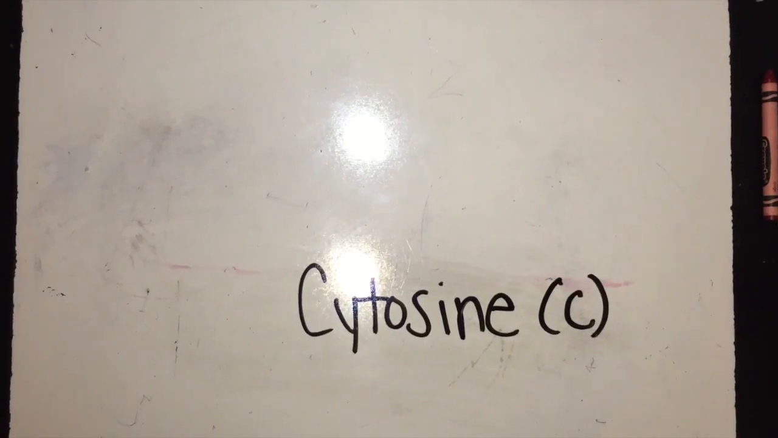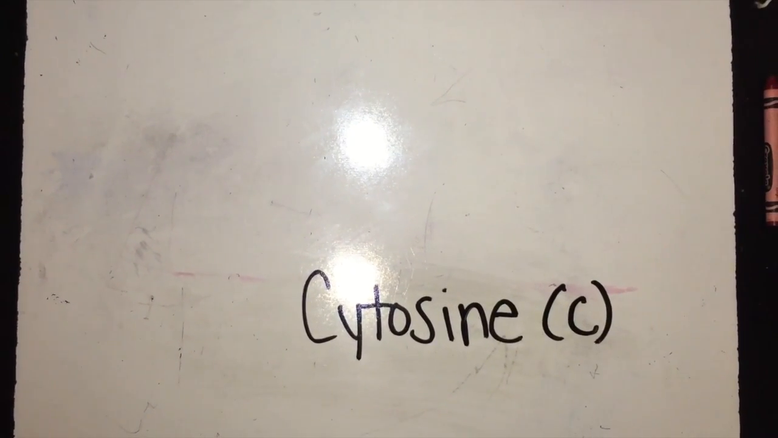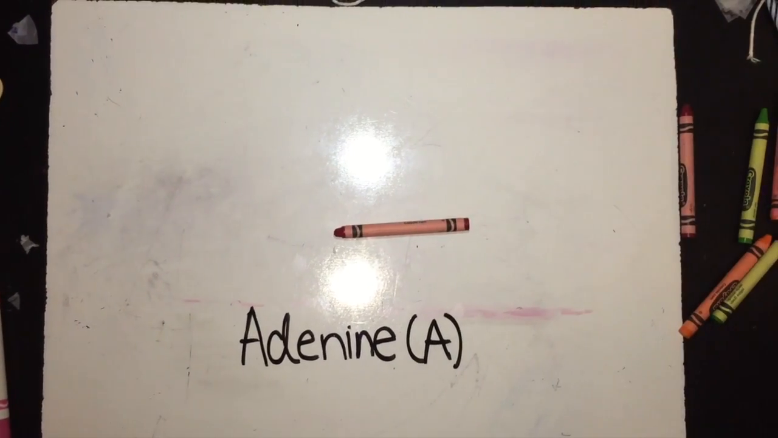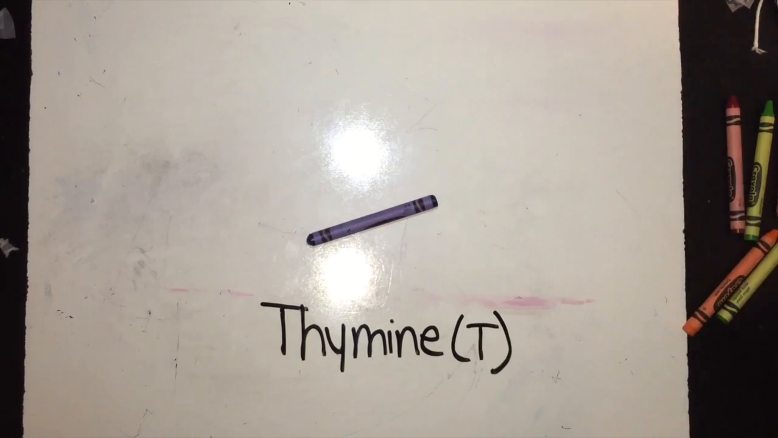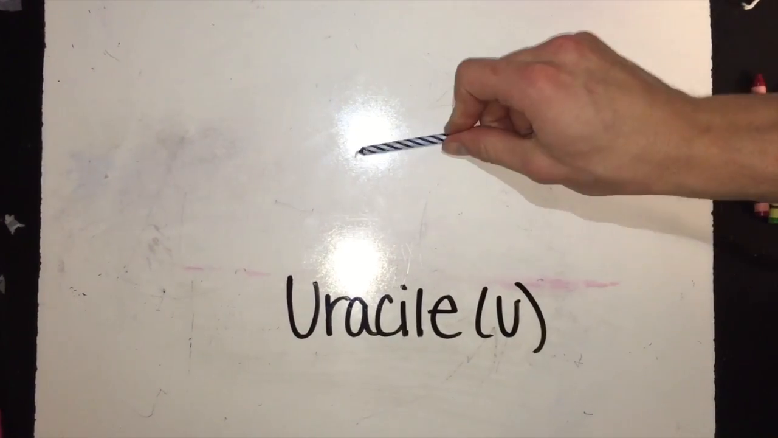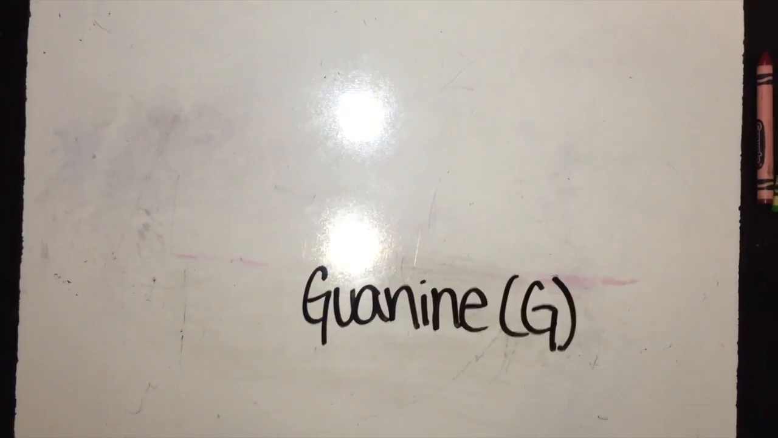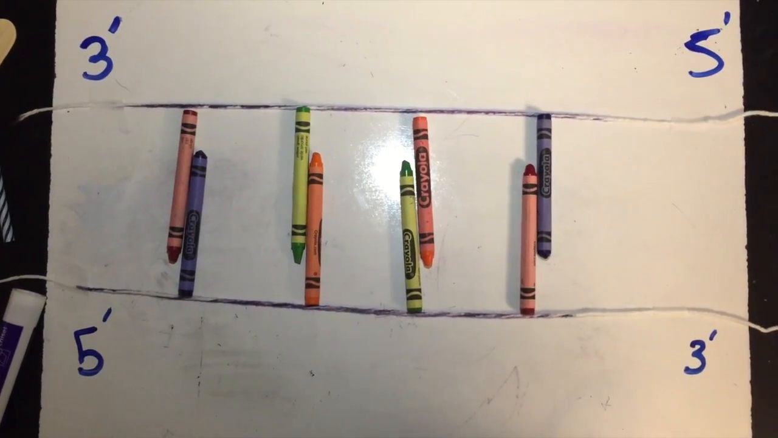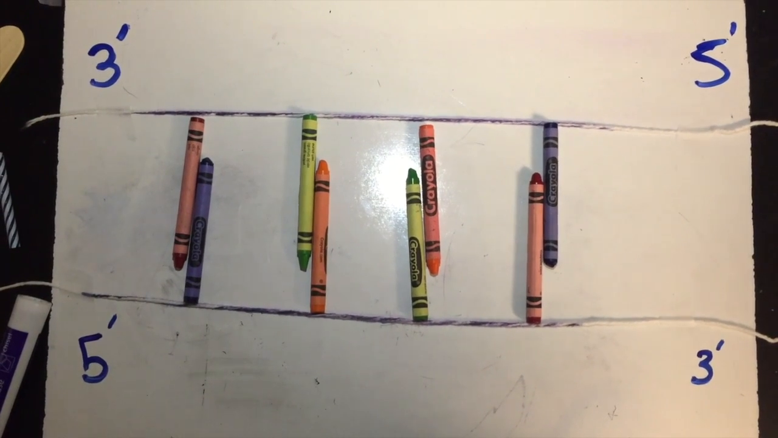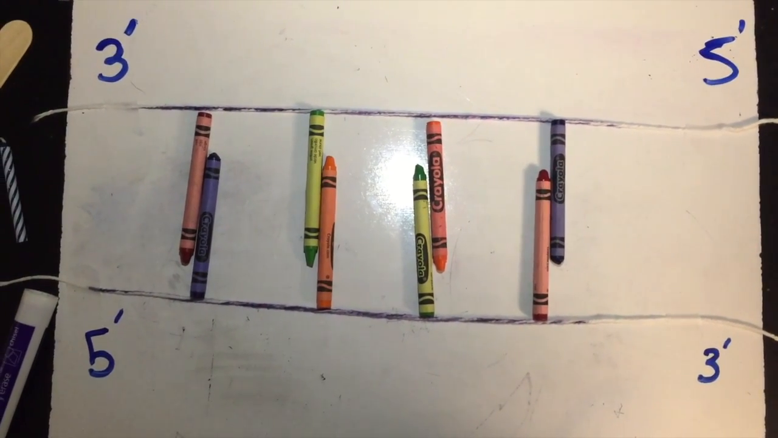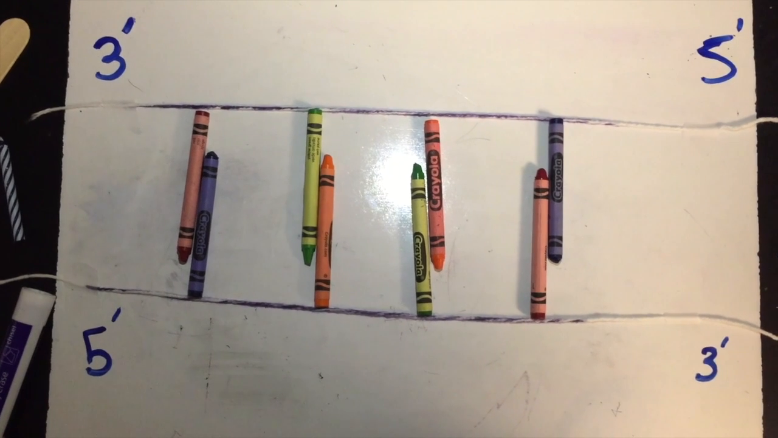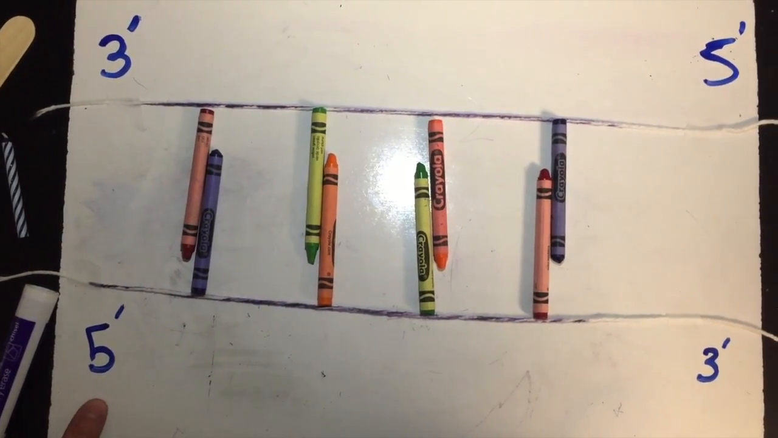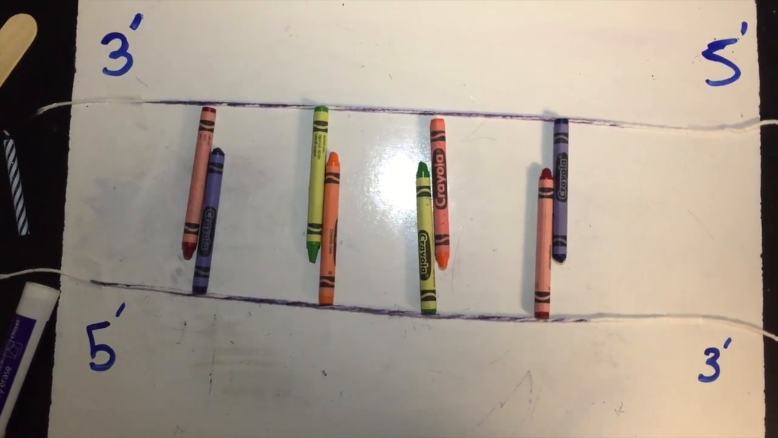And here are the nitrogenous bases. Orange, cytosine. Red, adenine. Blue crayon, thymine. Blue candle, uracil. Green, guanine. In DNA, the nitrogenous bases always pair with the same ones. So A and T pair together, and C and G pair together. And the strands are anti-parallel, so the 5' end is with the 3' end on the other side.